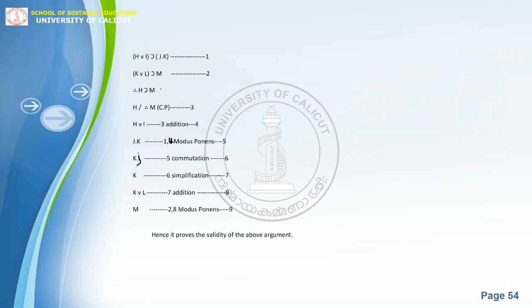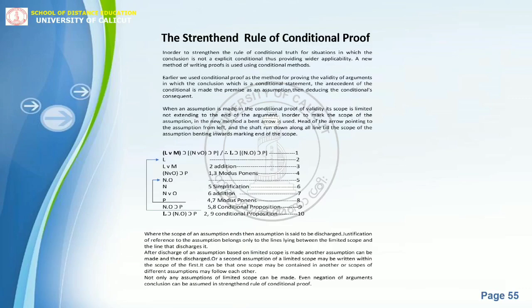Then we can look for any derivation possible, and there is one. The statement 2 and the statement 8 are of the form of modus ponens. Hence I get the answer M, which is the required answer. Hence we can write 2, 8 modus ponens. Hence it proves the validity of the above argument. Now coming to the strengthened rule of conditional proof.